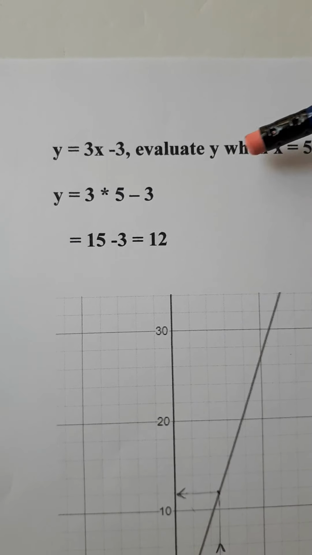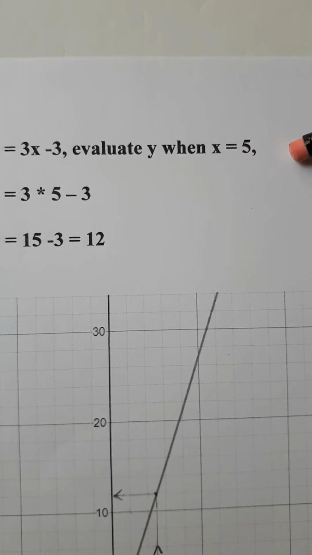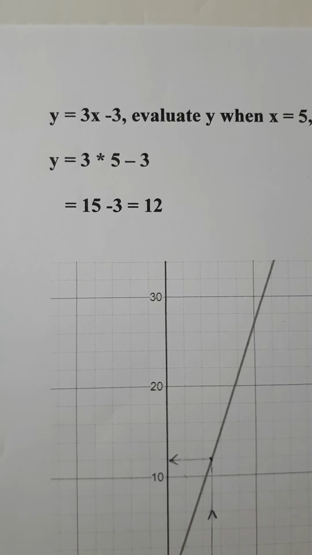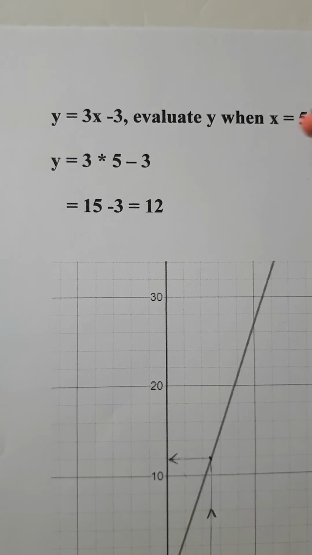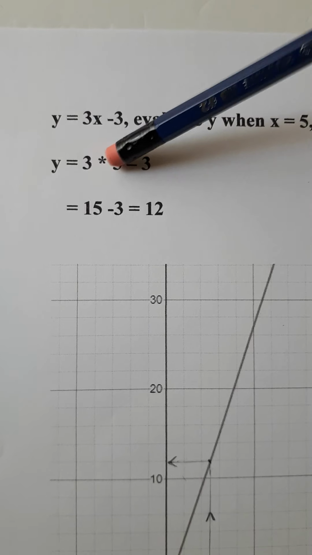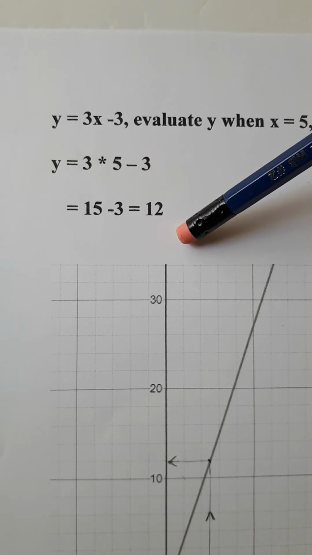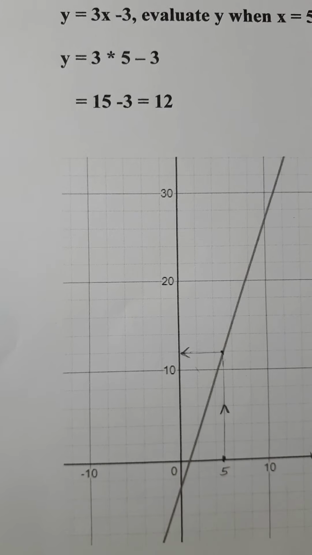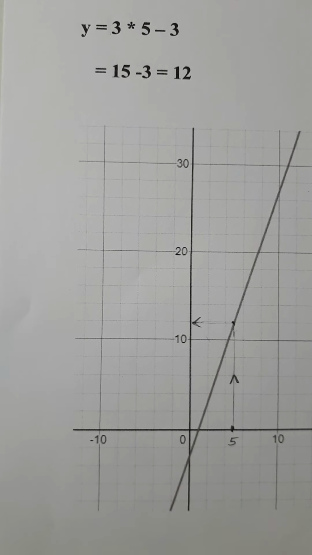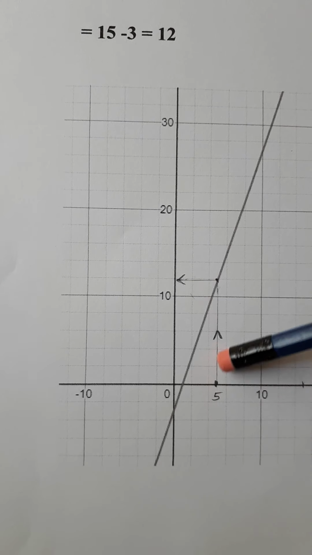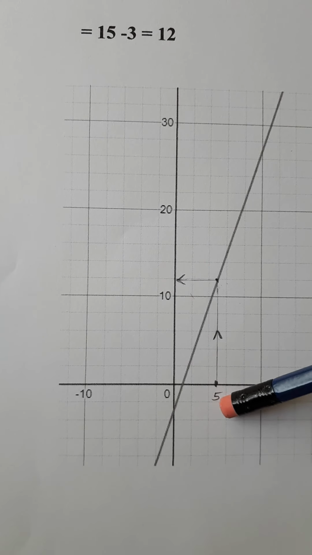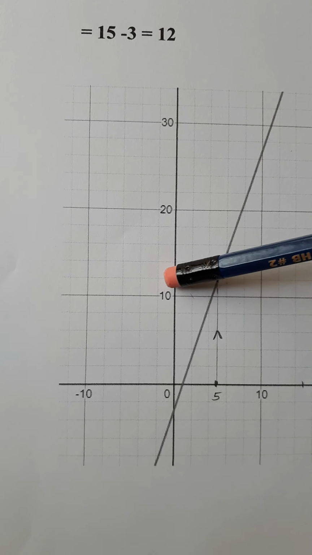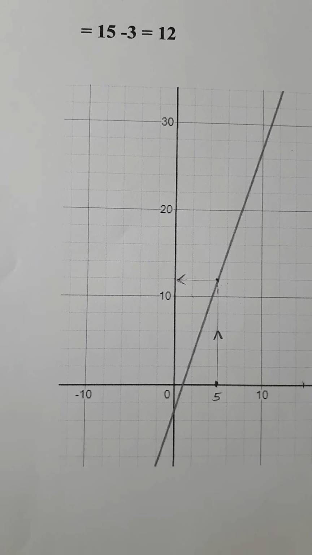Next question is evaluate y when x is 5. So you simply put 5 in place of x. Then it becomes 12. You don't have to do a graph, but in this graph you can check what we did. See that when x is 5, y is 12. You apply this to the graph and you can see the y value is 12.